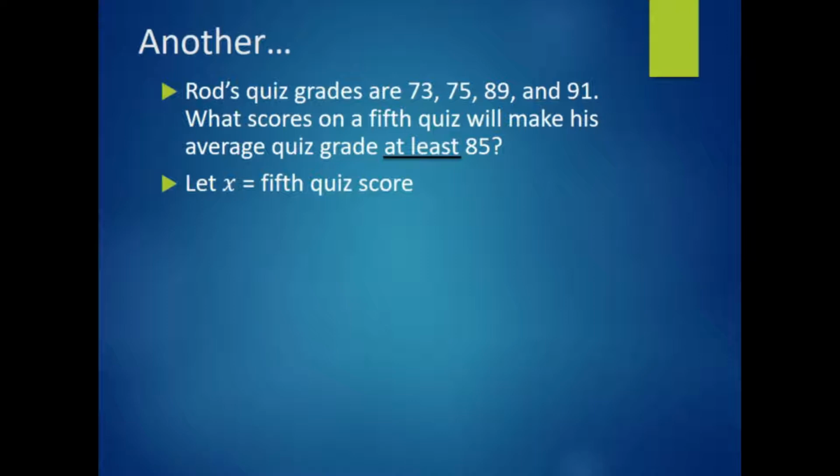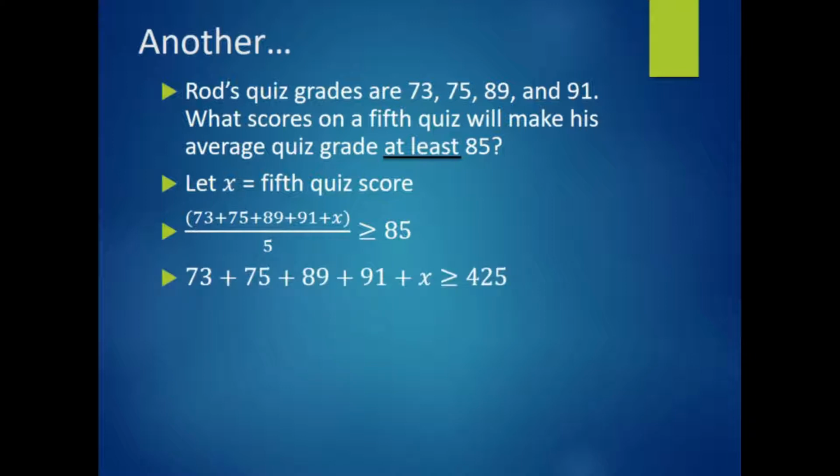So we need to average the grades. There are 5 of them, 1 unknown. And to average numbers, we add the numbers up and divide by the number of items, which in this case is 5. The at least is greater than or equal to 85, and we're ready to solve the problem. First, eliminate that fraction or denominator of 5 by multiplying both sides by 5.